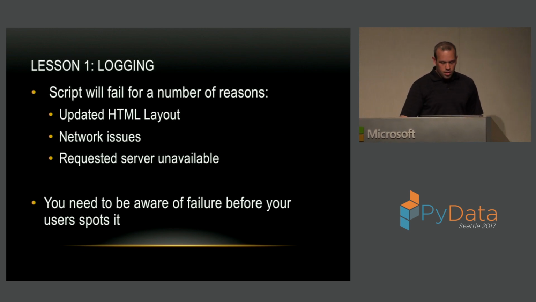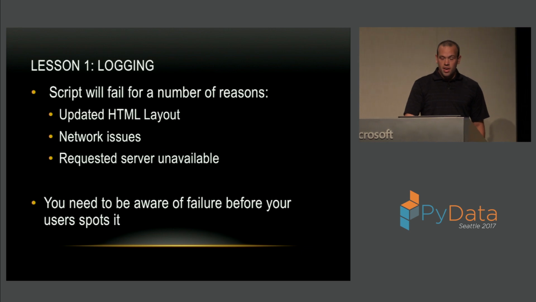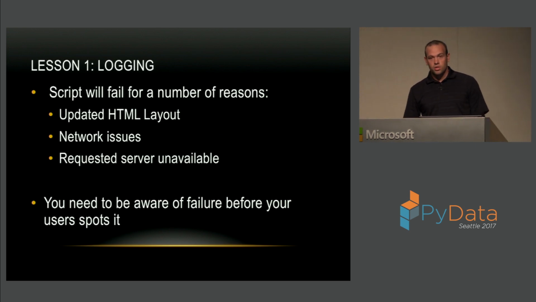So, scripts can fail for a number of reasons in Python. This is probably the easiest and simplest lesson, but it's probably one of the most important. Websites can change. All of a sudden, the website you're scraping has a new layout, your parsing function fails, and you're not able to collect data anymore. Maybe their server doesn't work. Maybe your internet connection doesn't work. You need to be aware of these failures on your scripts before your users spot it. There's nothing more embarrassing as a data manager than when your user's coming to you telling you that your data is out of date.